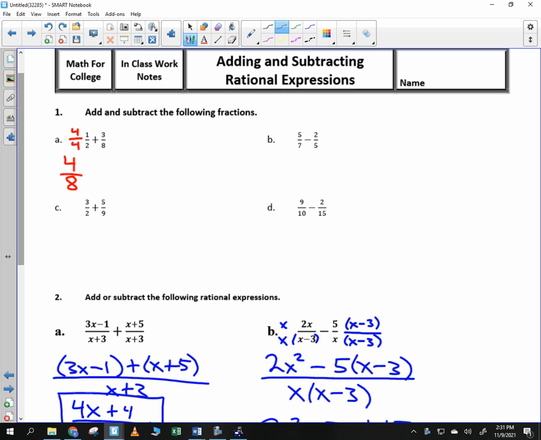4 over 8 plus 3 over 8. Notice I didn't have to do anything to the fraction on the right side. And I get 7 over 8.